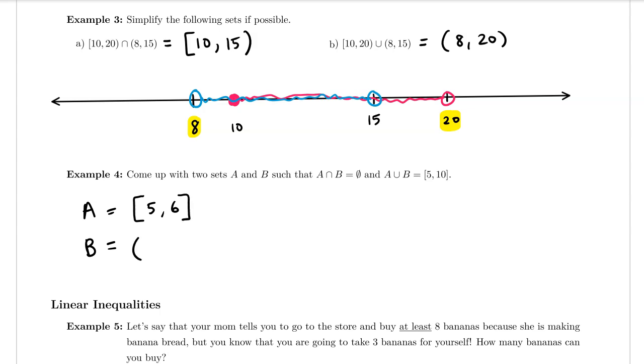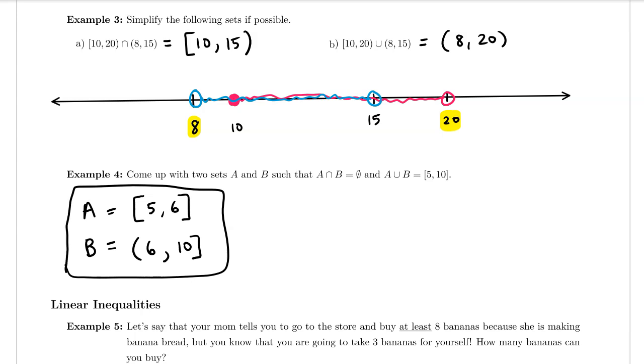And then in my second set, I'm going to have it start at 6, but we don't want it to include 6 because if I put a bracket there, then 6 would belong in the intersection, but we want the intersection to be empty. And then I put 10 here with a closed bracket. So these are two sets A and B where their intersection is empty and their union is 5 to 10. So this is one possible answer that you could give. There's many you could give.